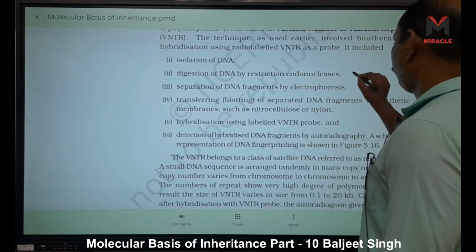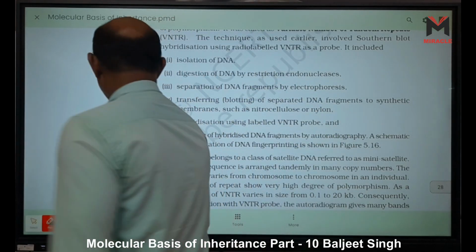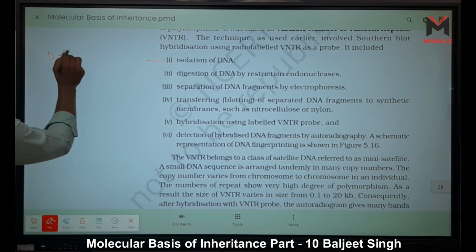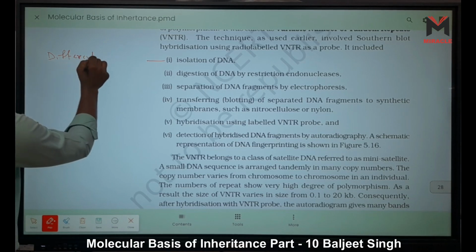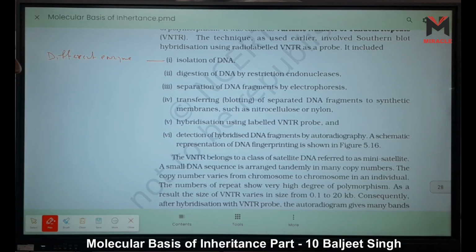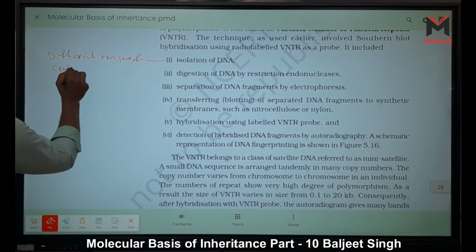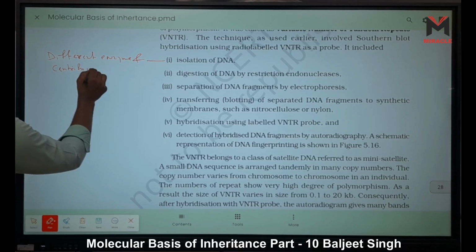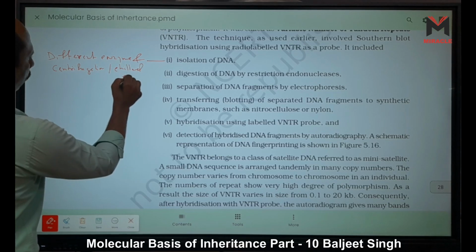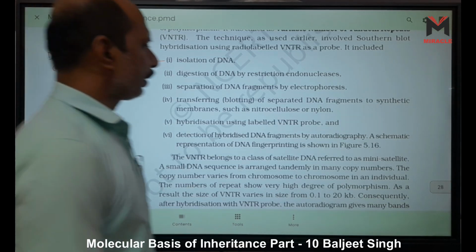Here one thing is there. This isolation of DNA is done through different enzymes, except DNAse, right? And through centrifugation or by using chilled ethanol. Digestion of DNA by restriction endonuclease.